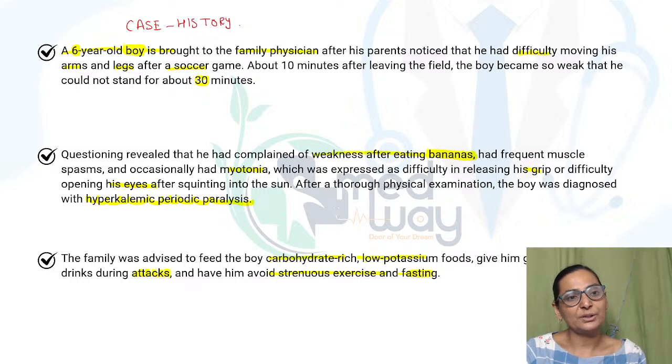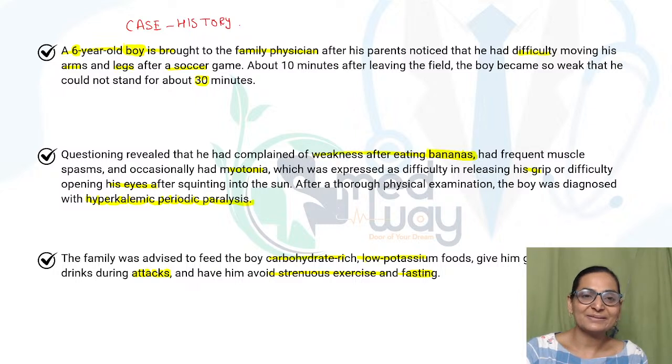Next we start with the neuromuscular junction and the muscle contraction.